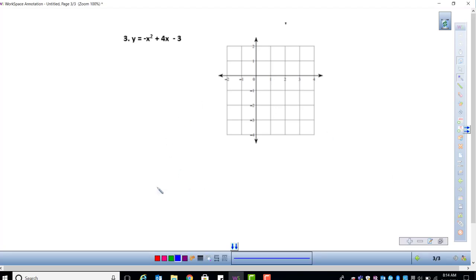Let's do one more together without all of the guidance. We're just going to go through all those steps. First step is find the axis of symmetry. So negative b is 4, so negative 4 over 2a, negative 1. So I have negative 4 over negative 2, which equals 2. This is equal to x. So x equals 2 is my axis of symmetry.